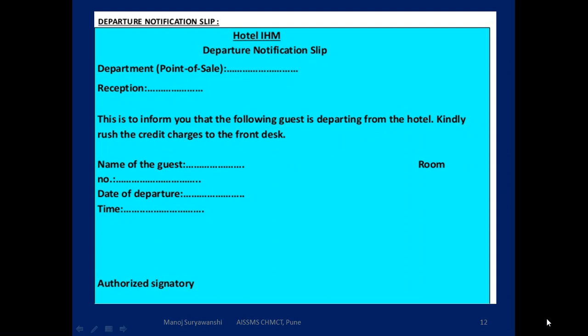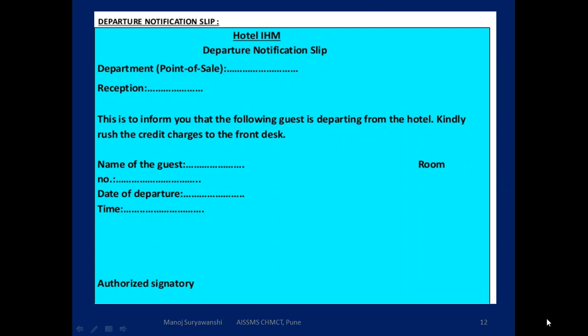So without losing much of the time, they can easily send all the charges, all the expenses which were rendered by a particular guest, and which will be accumulated in the guest folio with the help of the front office. So unless all the points of sale receive the departure notification slip, they will not understand, and they will not come to know that the particular guest is going to depart today. So it is the prime duty of the front office staff to send the departure notification slip in advance, or as soon as they receive information from the guest, keep it ready.